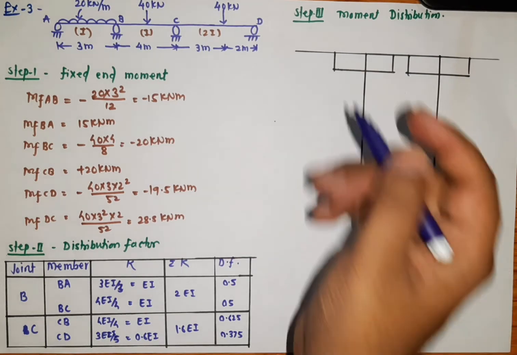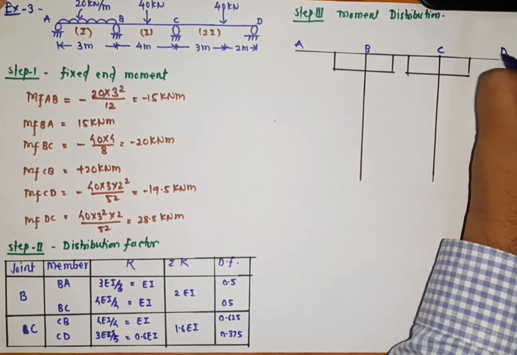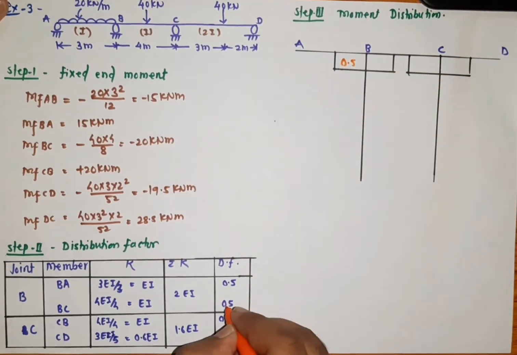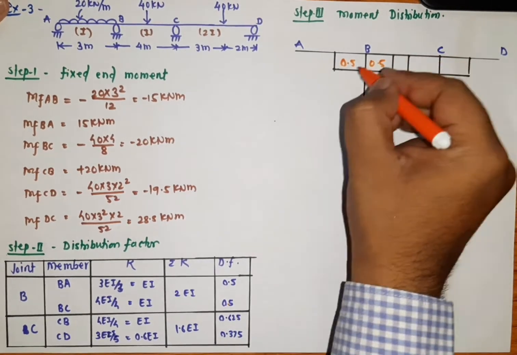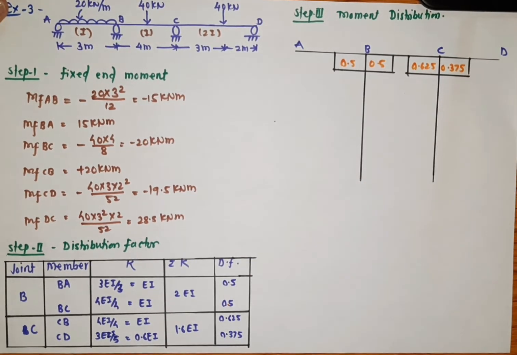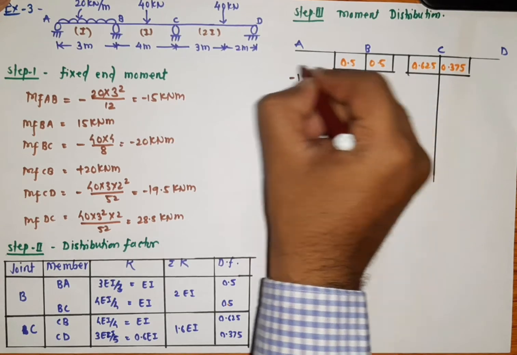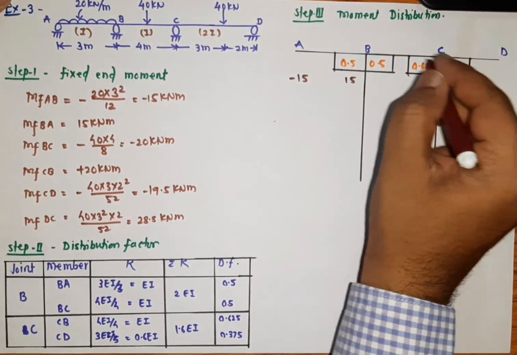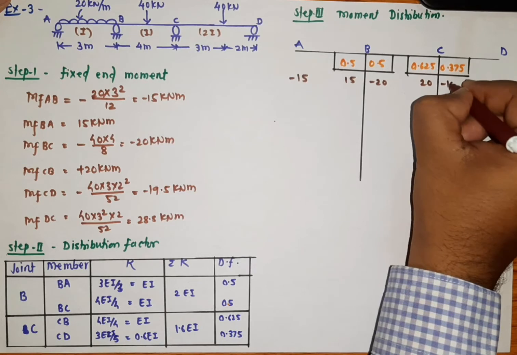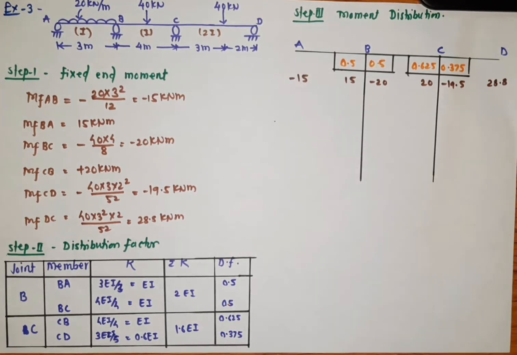Now next we want to distribute those moments. For that we have to draw the beam as it is, A, B, C and D. For BA, the distribution factor is 0.5, BC it is 0.5, for CB it is 0.625, CD it is 0.375. Now we have to write down the fixed end moments. These are AB minus 15, BA plus 15, BC minus 20, CB plus 20, CD minus 19.5 and DC it is 28.8.